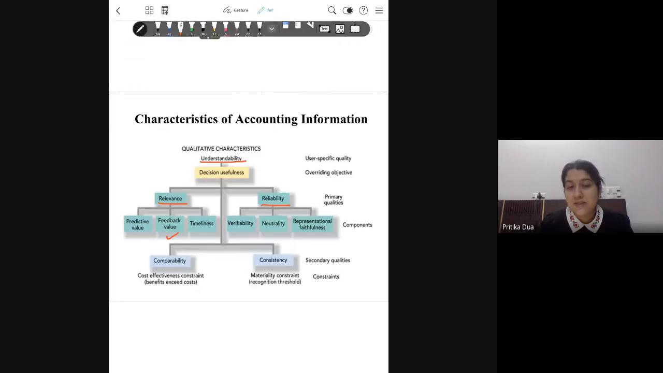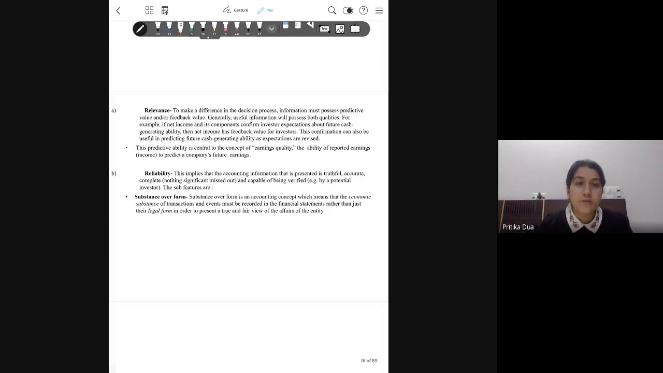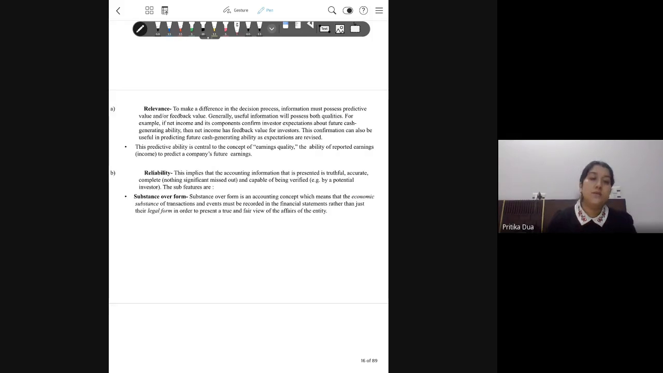इस टर्म में सब टर्म्स आती हैं. I will just show you, we'll have a look at the sub terms which are used. One is substance over form. If you have a look here, so substance over form. What does this mean? This means that we are preparing accounting records. We are not preparing legal records.